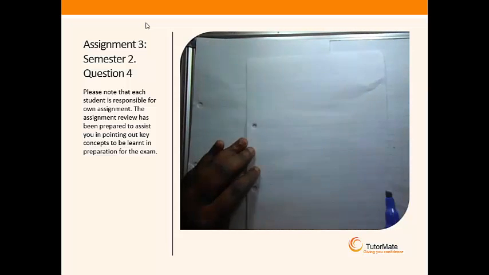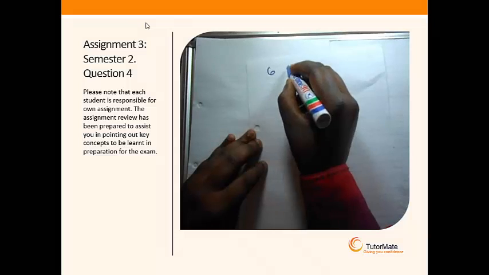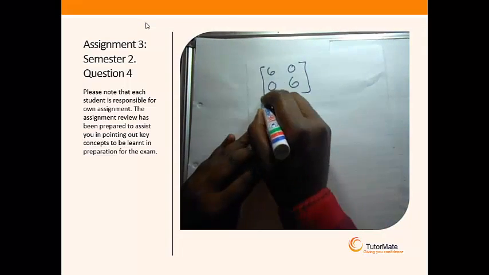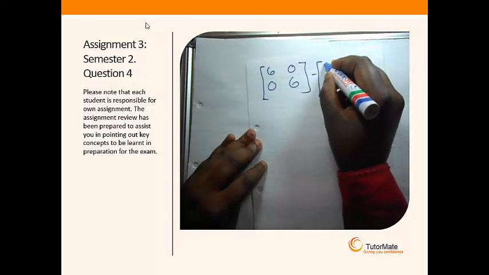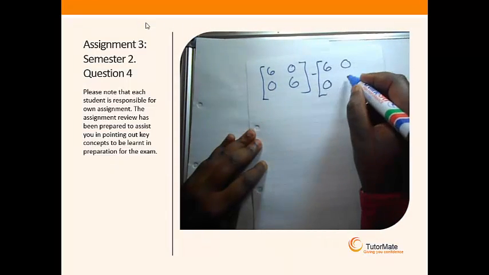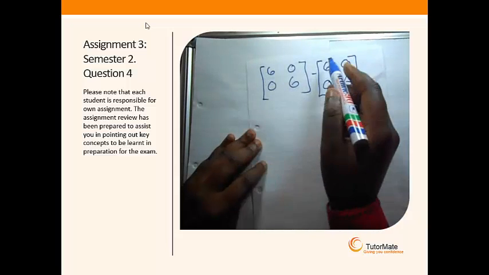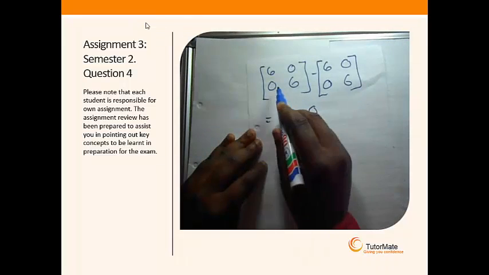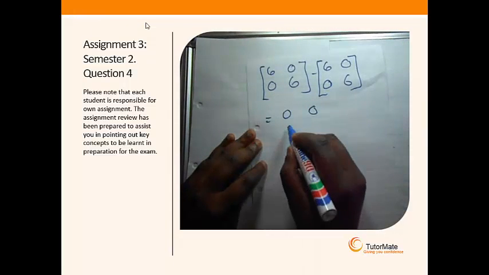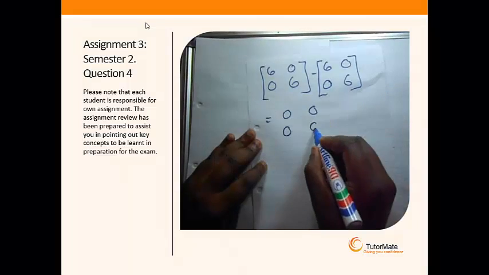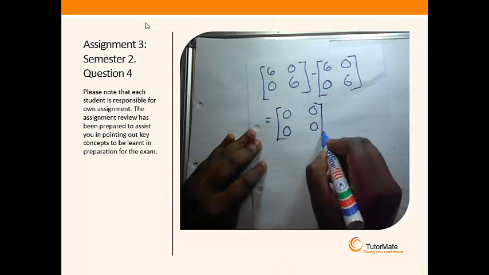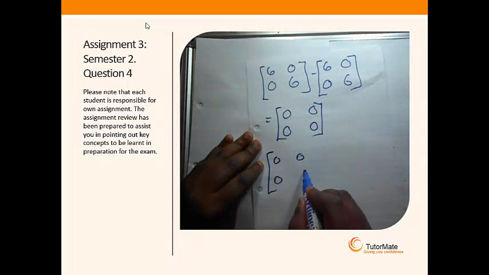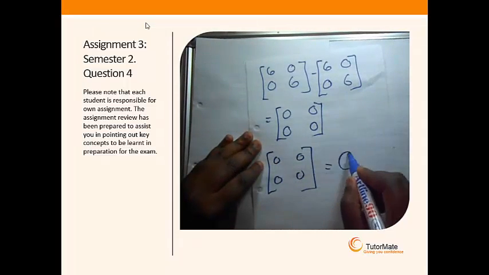So you're saying 6, 0, 0, 6 minus 6, 0, 0, 6. 6 minus 6 is equal to 0. 0 minus 0, 0. 0 minus 0, 0. 6 minus 6, 0. So you get a 0 matrix. So a 0 matrix is equal to 0. It can also be written as 0.